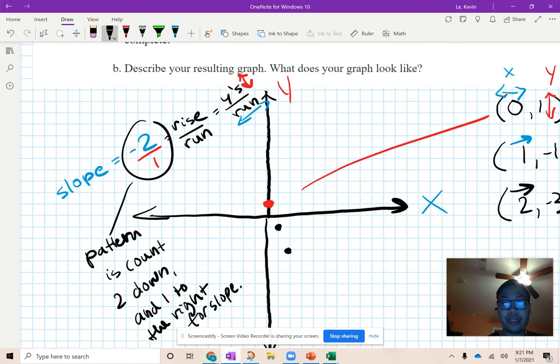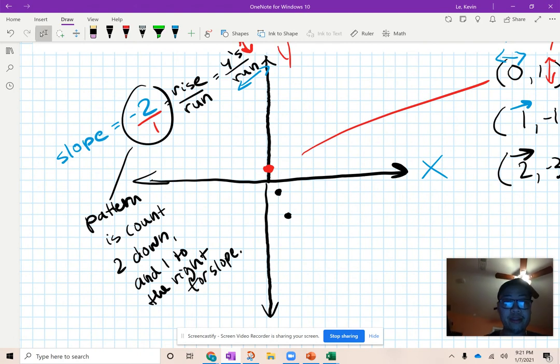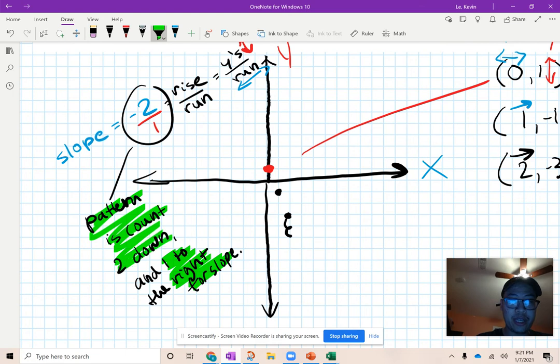So for example, let's start at that last point we did. And let's pretend I did this. So I started at this point right here at 2, -3. Okay, I'm going to count 2 down. 1, 2. And then what did my pattern say? Oh, 1 to the right. So I go 1 to the right, and ta-da! Now I have my points.